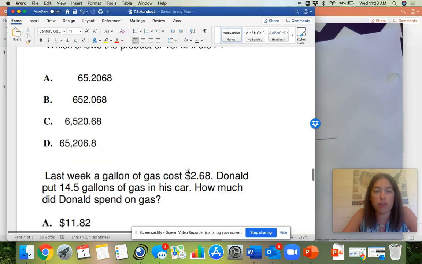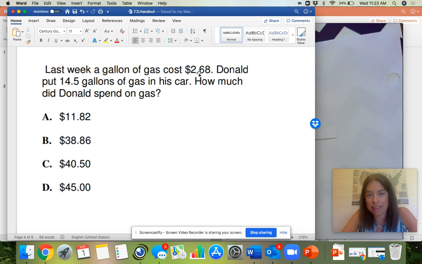Now, number 2, I want to estimate again. I'm at around $2.68 up to $3, and 14 and 5/10 gallons up to 15 gallons. When I multiply 3 times 15, I get 45. Now, I look at my choices, and 45 is a choice, but I know my answer isn't going to be exactly 45 because I rounded both of these numbers up. And so these are all pretty close. I see one that might be a little bit too small, but I'm actually going to have to solve.